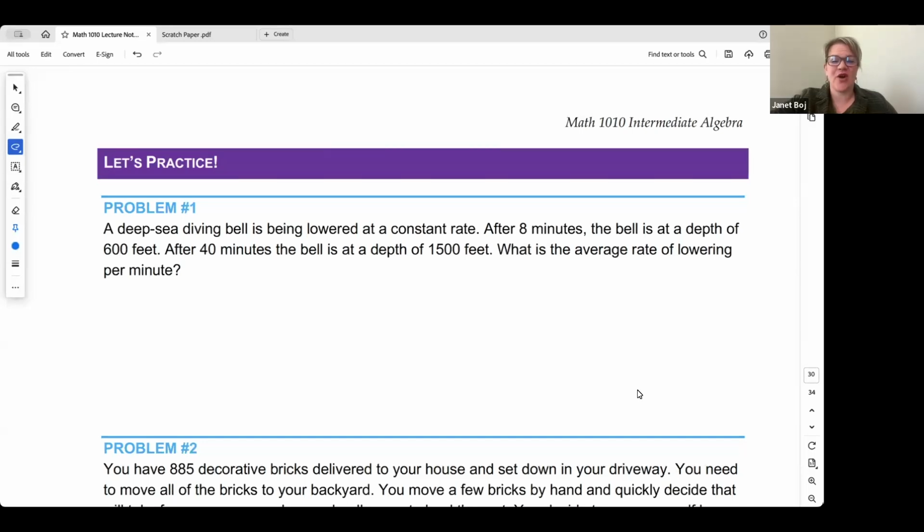Hello, today we'll be going over 1.4, modeling with linear equations, and we're going to do the Let's Practice Problem 1. A deep sea diving bell is being lowered at a constant rate.